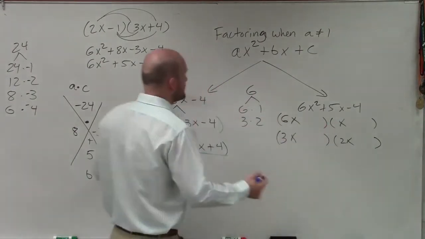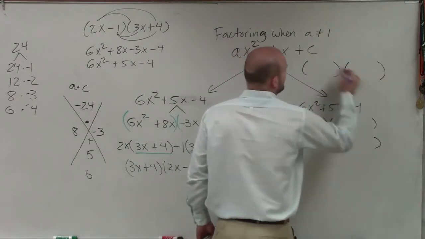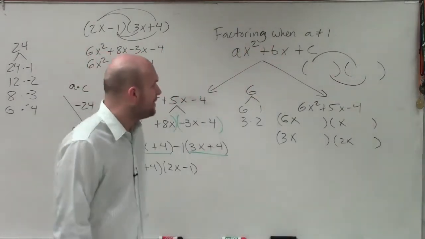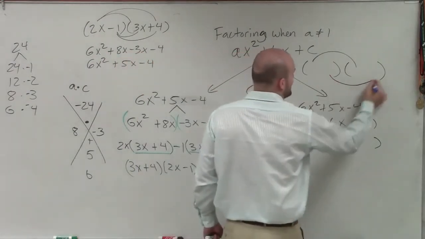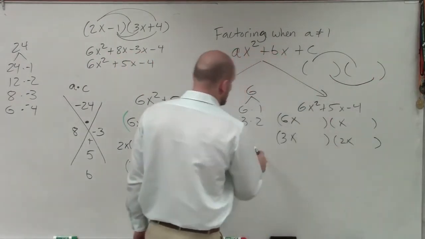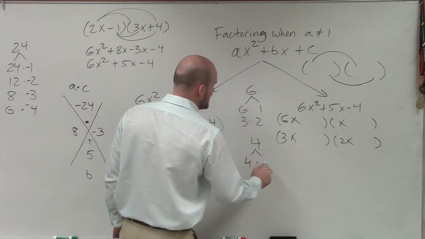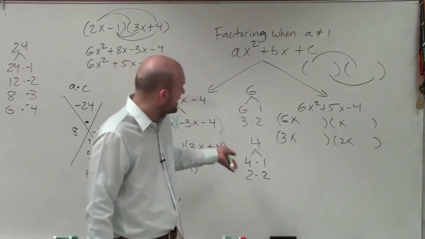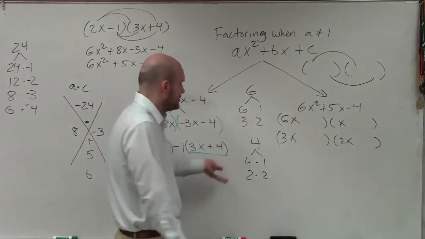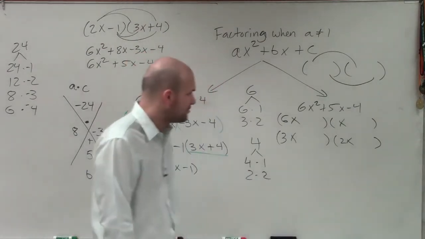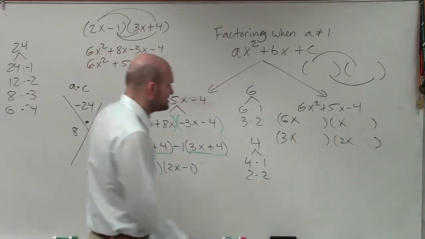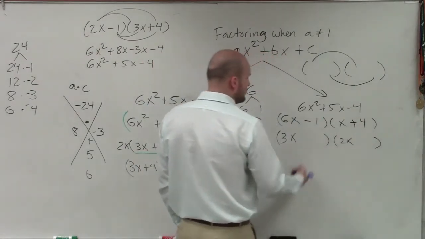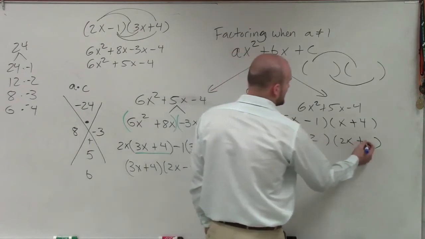Then we remember, when we do FOIL, the first two terms multiply and the last two terms multiply, and then you do the outers and the inners. So we know that when I multiply these last two terms, that's going to give me a negative 4. So now I break up 4 into 4 times 1 and 2 times 2. And then I know that one of these has to be negative. I don't know if it's going to be the larger or the smaller at this point. But what I simply do is just a guess and check. Should it be a negative 1 and a positive 4? Should I do a negative 2 and a positive 2?